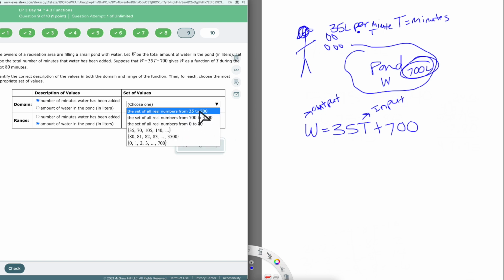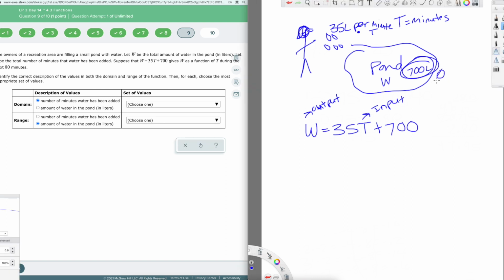So now we have this drop down and we have to choose which one is the correct one for our input. So if input is the number of minutes water is being added, right now, before we've started adding anything, this would be the 0 minute mark, and we have 700 liters there, right? So at 0 minutes, before we've started adding water, we have 700 liters. And then they told us it's only going to be going for the next 80 minutes. And I need to know what's going to be my output at 80 minutes. But I can put in time anywhere from 0 to 80. So that's going to be kind of my limit there.